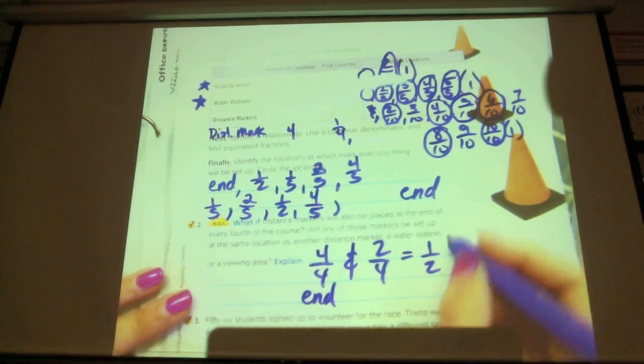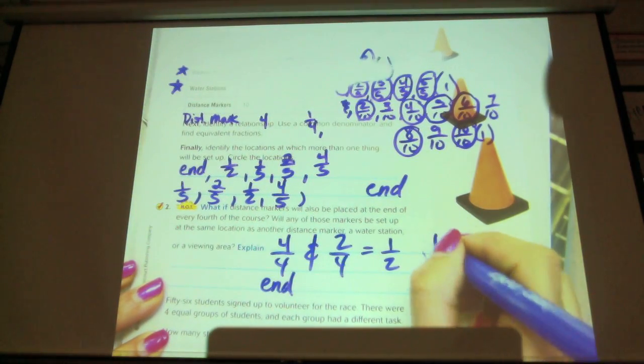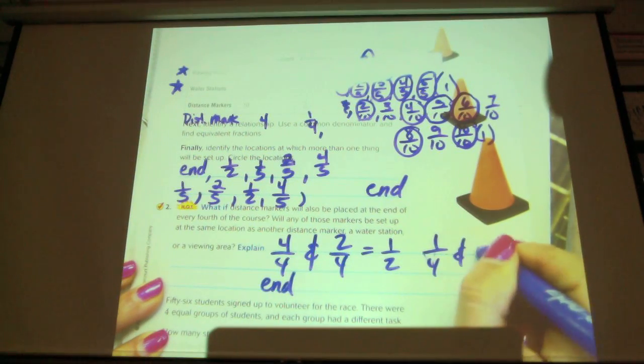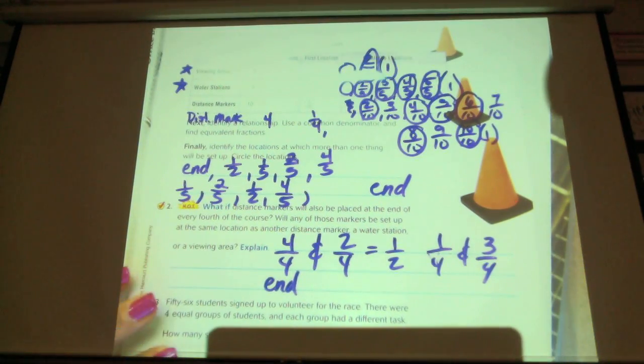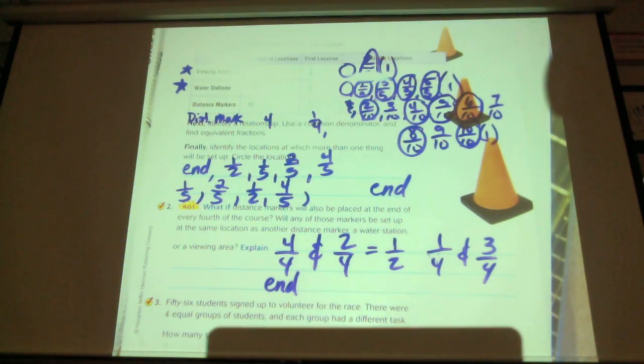Okay, the other two fractions we had were 1/4 and 3/4, and you had to ask yourself, were any of those equivalent fractions to this big old mess over here? And you can't, because you're talking about fourths and tenths and fourths and fifths, and they don't work. Okay, so the only one that would work here is the 1/2 and the end, as far as the locations you'd find out.